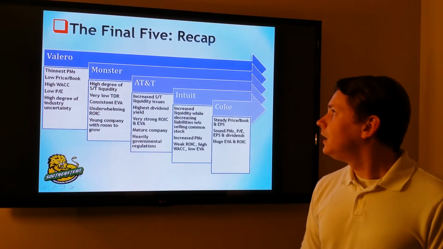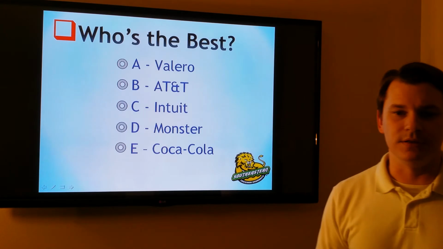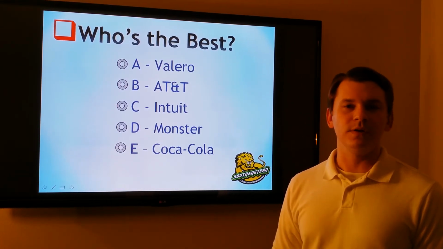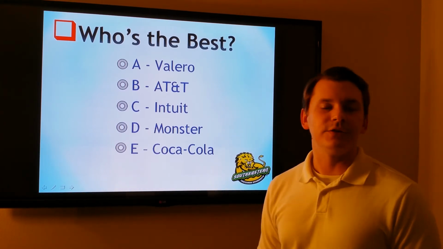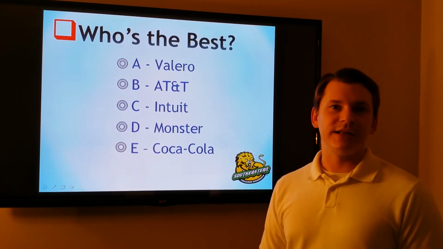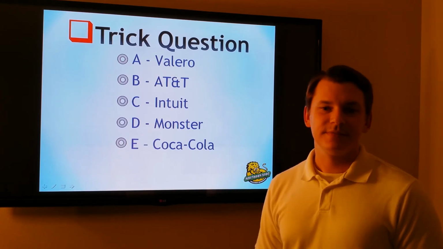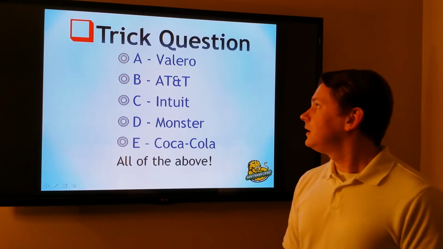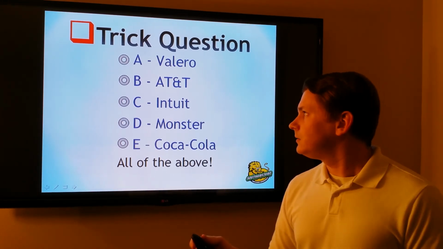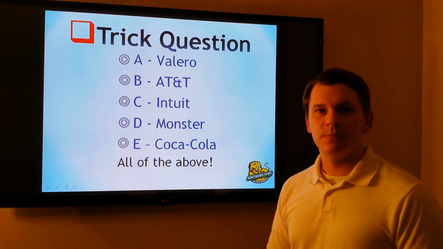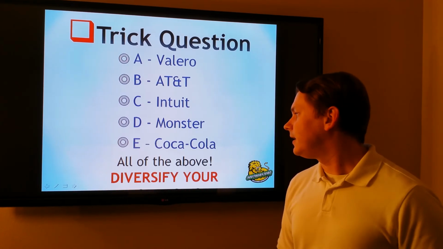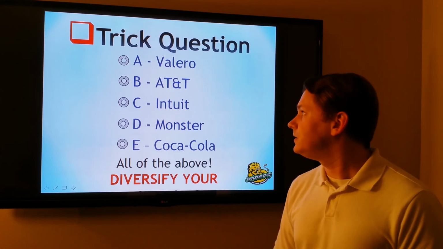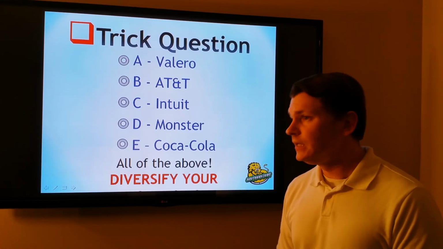So ultimately, the big question is, who's the best out of them? Valero, AT&T, Intuit, Monster, or Coca-Cola? If I had to put $10,000, where am I putting it? Well, in traditional finance classes, that's a trick question. The correct answer is all of the above. With each stock, there are pros and cons. We want to try and diversify as much as we can and offset risk by including all these very strong performers.